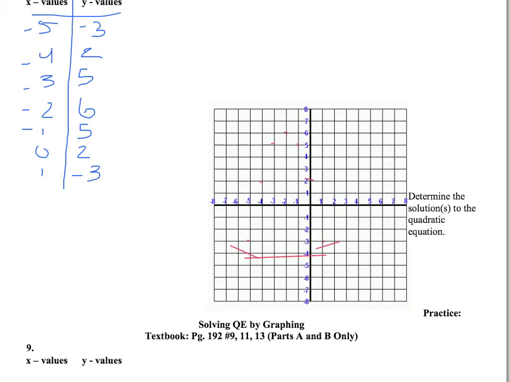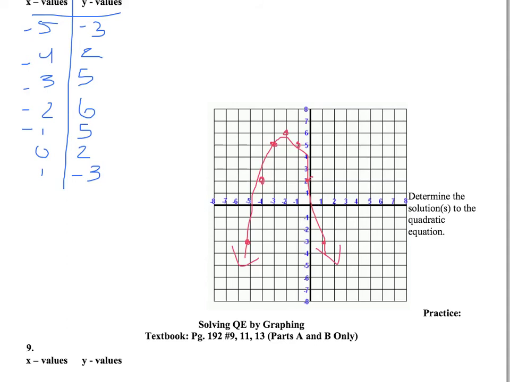The solutions are where the equation hits the x-axis. In this case, we can't tell. It doesn't hit at nice even numbers, and yours will look a little bit better than mine, I hope. I do know that it does hit the x-axis somewhere between -5 and -4, and also somewhere between 0 and 1.